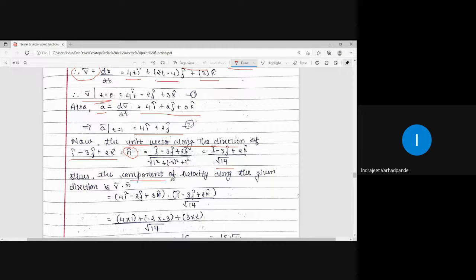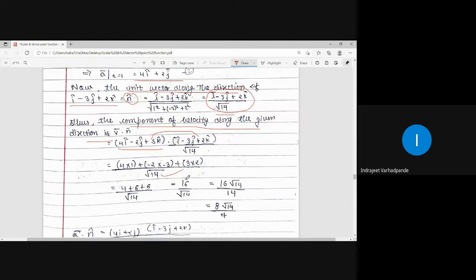So thus the component of velocity along this given direction is v bar dot n cap. V bar is what we have calculated, velocity at t is equal to 1, dot this particular unit vector along the direction. Dot product is scalar quantity. So 4 into 1 plus minus 2 into minus 3 plus 3 into 2 upon under root of 14. So that answer comes out to be 16 upon root 14. Usually we do not keep the irrational number in the denominator. So it will be 16 root 14 upon 14. Simplify, you get the answer as 8 root 14 upon 7.